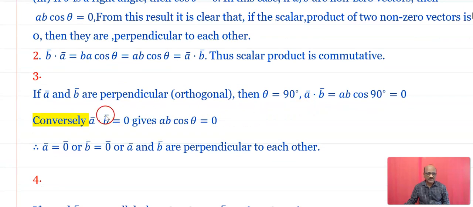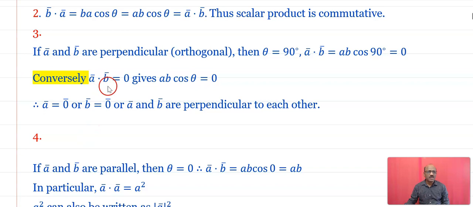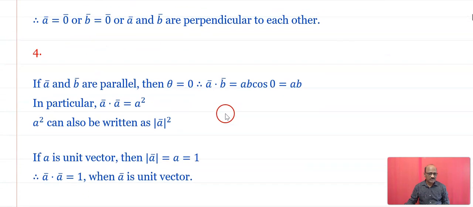Next property. If A bar and B bar are perpendicular or orthogonal, then theta equals 90 degrees. A bar dot B bar equals AB cos 90. But what is cos 90? It is 0, and overall you will get 0. Conversely, if A bar dot B bar equals 0, it gives that AB cos theta equals 0. Therefore, A bar equals 0 or B bar equals 0, or A bar and B bar are perpendicular to each other.